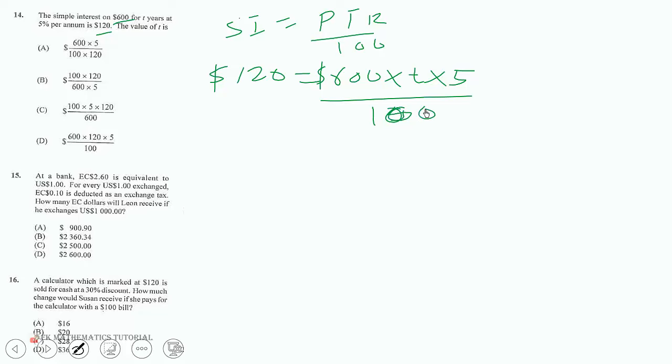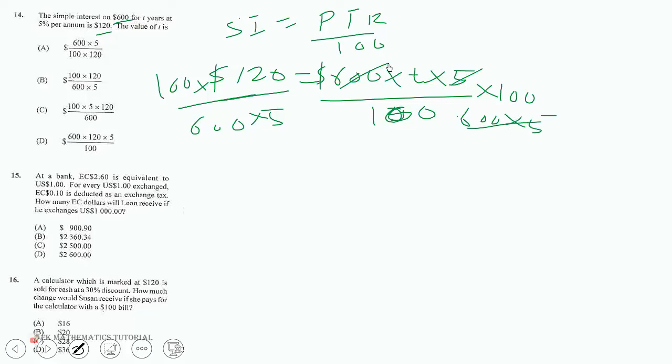So to solve for T, we multiply both sides by 100 and divide both sides by 600 times 5. So that this will get rid of this. Then you're left with T here, which is equal to 100 times 120 over 600 times 5.